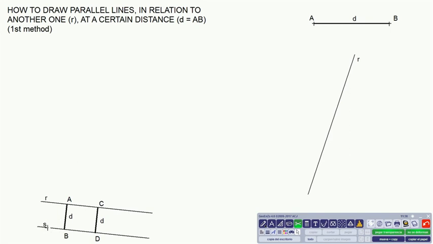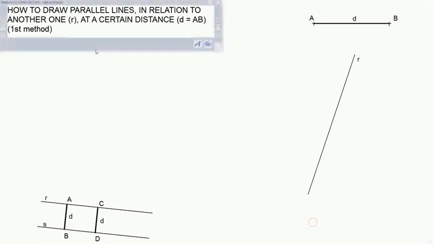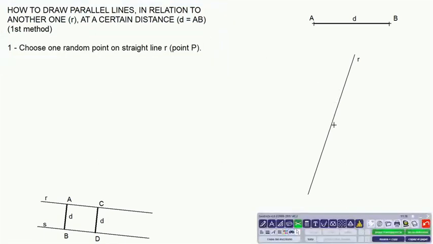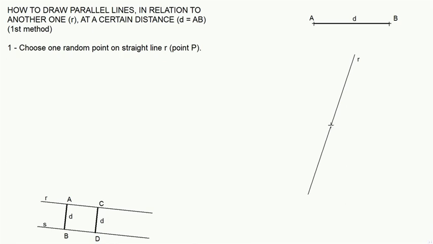And remember that distances are always measured following a perpendicular line or a perpendicular direction. Our first step in this exercise would be to choose one point, the one we like most. So, for example, this one.